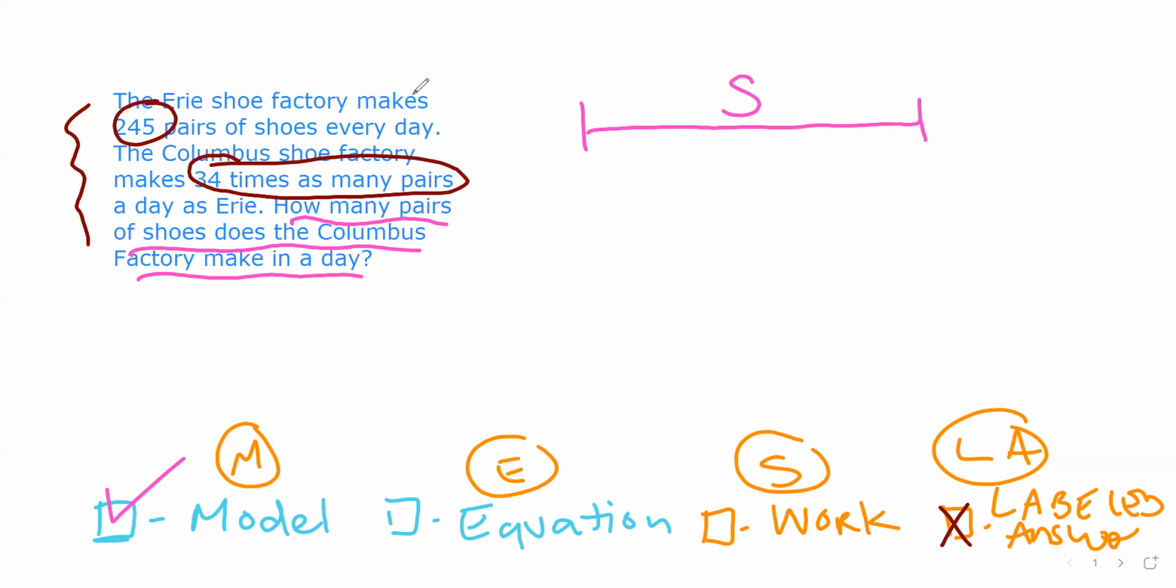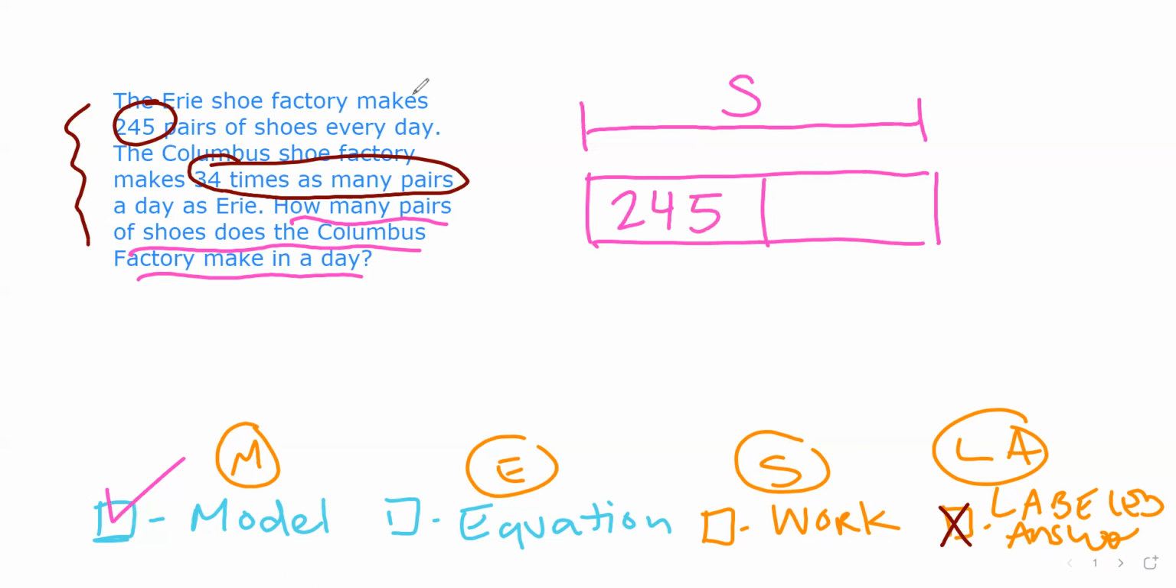Now, in order to get this whole part, the entire number line, I need to think about what parts get me there. The parts that get me there are 245 shoes, because that's from the Erie Shoe Factory, and 34 times as many. One thing you all are seeing me do now with these bar models with multiplication is I'm putting my operation right here in between the numbers. So here's my model, and I already know the math I'm doing. I'm going to take 245 and multiply it by 34, and that's going to give me my answer. So that's my model. Check.